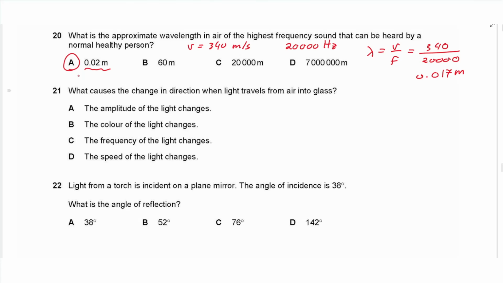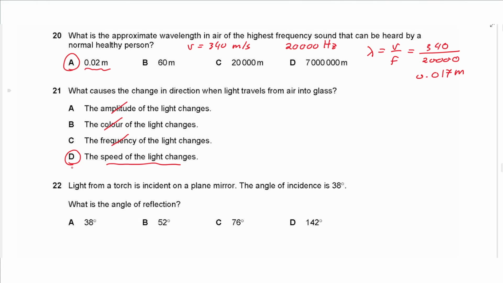Question 21 says, what causes a change in direction when light travels from air into glass? So the amplitude of the light changes, no. The color changes, no. The frequency changes, no. The speed changes, which is the definition of refraction, so the answer here is D.